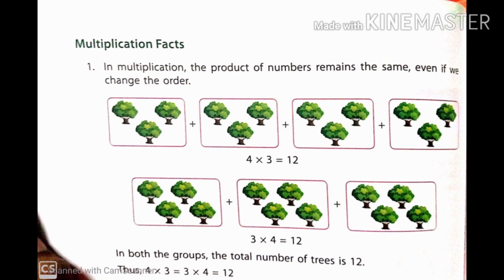So in the first image, what have they done? They have multiplied 4 into 3. The answer is 12. And when we are multiplying 3 into 4, our answer is again 12. In both the groups, the total number of trees is 12. Thus, 4 into 3 equals 3 into 4 equals 12.